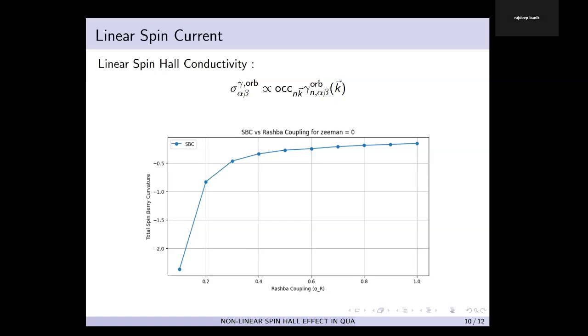As I increase the Rashba field, the Fermi level will also change, because the band will get more dispersive. So the Fermi level will also change, and because of that, the contribution of the Berry curvature from the k points below the Fermi level will also change. So as I am plotting the spin Berry curvature as a function of Rashba field, Rashba strength, I am getting an increment of the spin Berry curvature for zero Zeeman field, and it should happen.